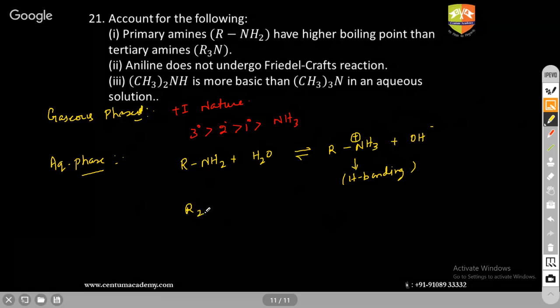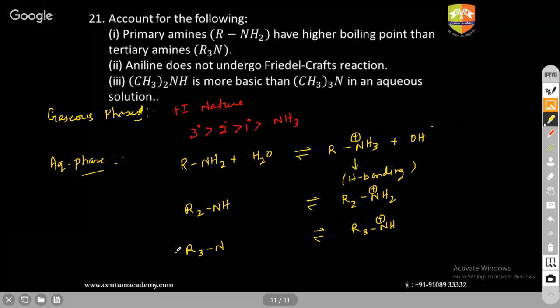If it is secondary, then what will the number of hydrogen bonds be? NH2+. It is less than the previous one. And with tertiary, I'm not writing down the whole equation, this will be R3NH+. The number of hydrogen bonds will be reduced even more. So the number of hydrogen bonds will be maximum in primary amine, then secondary, and then tertiary. But this is not the only factor we have here.